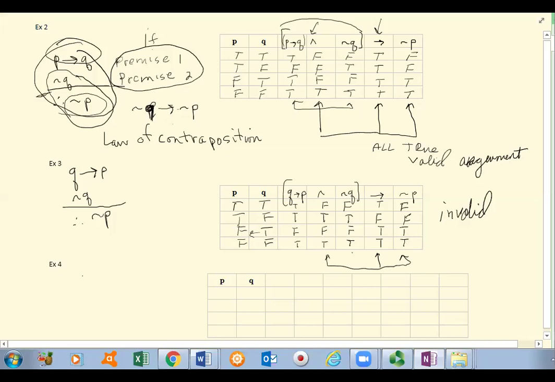Now back over here in example 4, by the way, this is called the fallacy of the inverse. The inverse. Because notice, if Q then P, not Q, not P is in that form of an inverse. Not Q, not P. All right, let's continue with number 4 and one more here.